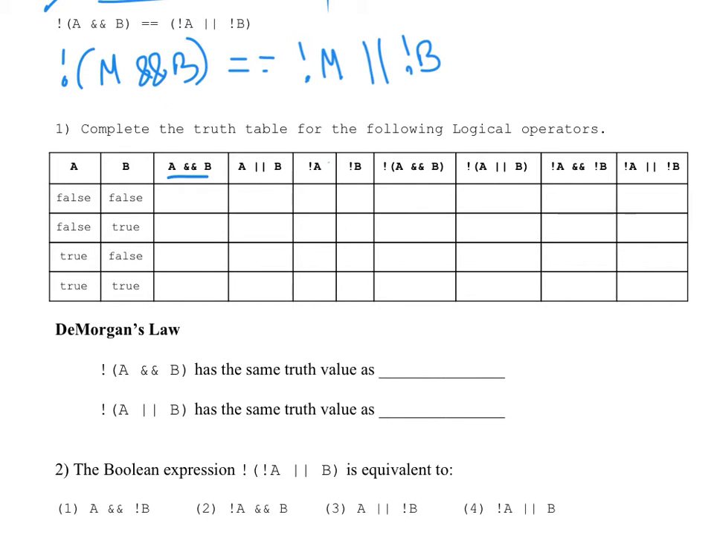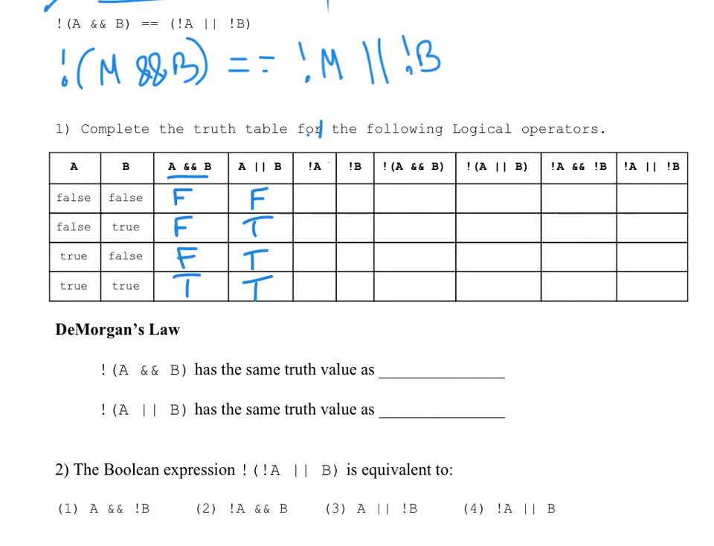So this is a nice review of A and B. Remember, and is only true when they're both true. So the rest of these are going to be false. Okay? A or B is true all the time except when they're both false. When they're both false, it's false. The rest of the time, it's true.